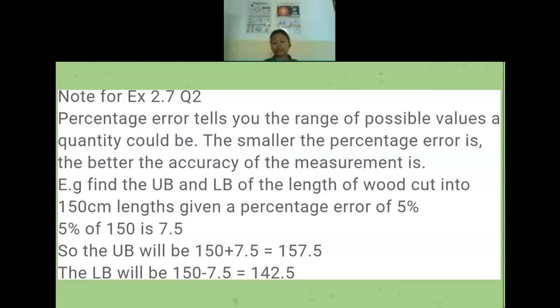For the percentage error, it's always the difference between the number given and its upper bound and lower bound. Usually we already have the number given to the nearest whole number, or to the nearest one decimal place, or to the nearest how many significant figures. We usually have that kind of question, right? Today, this is the question: the degree of accuracy is not given. We only have the percentage error.